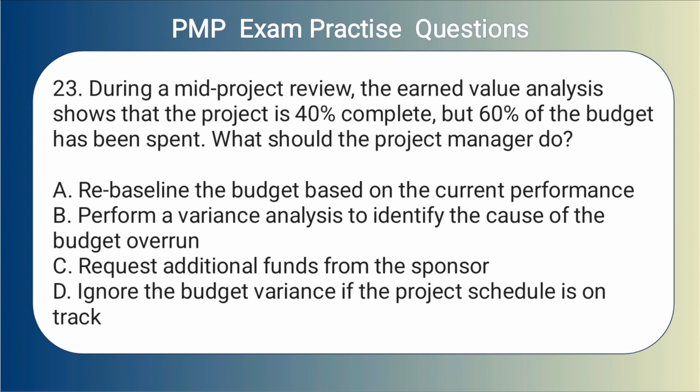23. During a mid-project review, the earned value analysis shows that the project is 40% complete, but 60% of the budget has been spent. What should the project manager do? A. Re-baseline the budget based on the current performance. B. Perform a variance analysis to identify the cause of the budget overrun. C. Request additional funds from the sponsor. D. Ignore the budget variance if the project schedule is on track.